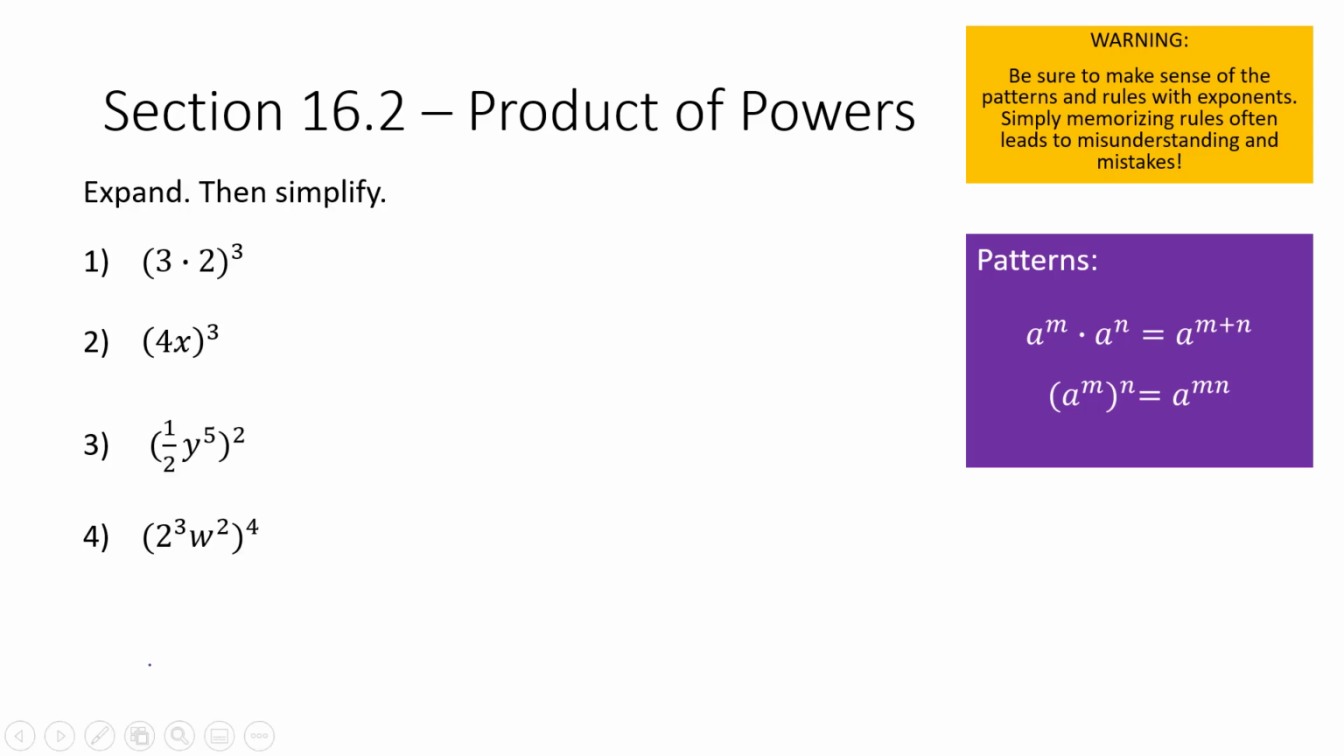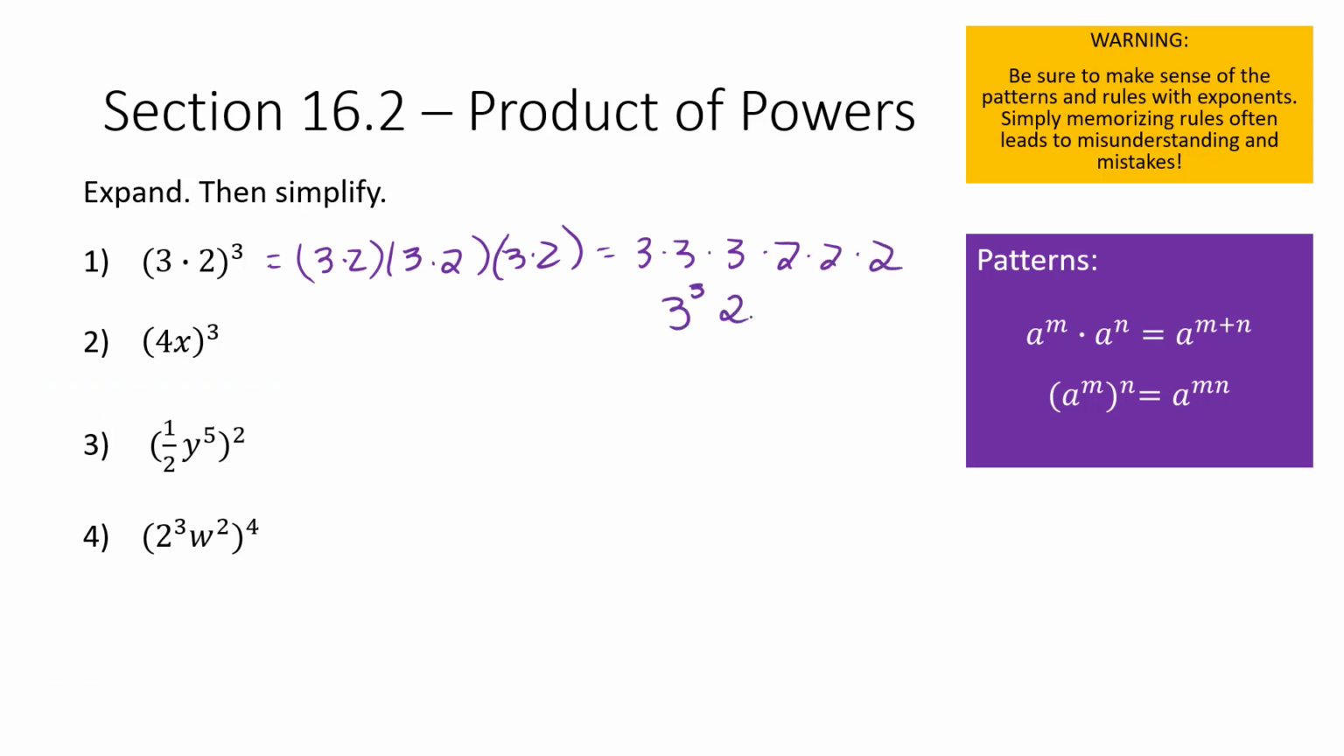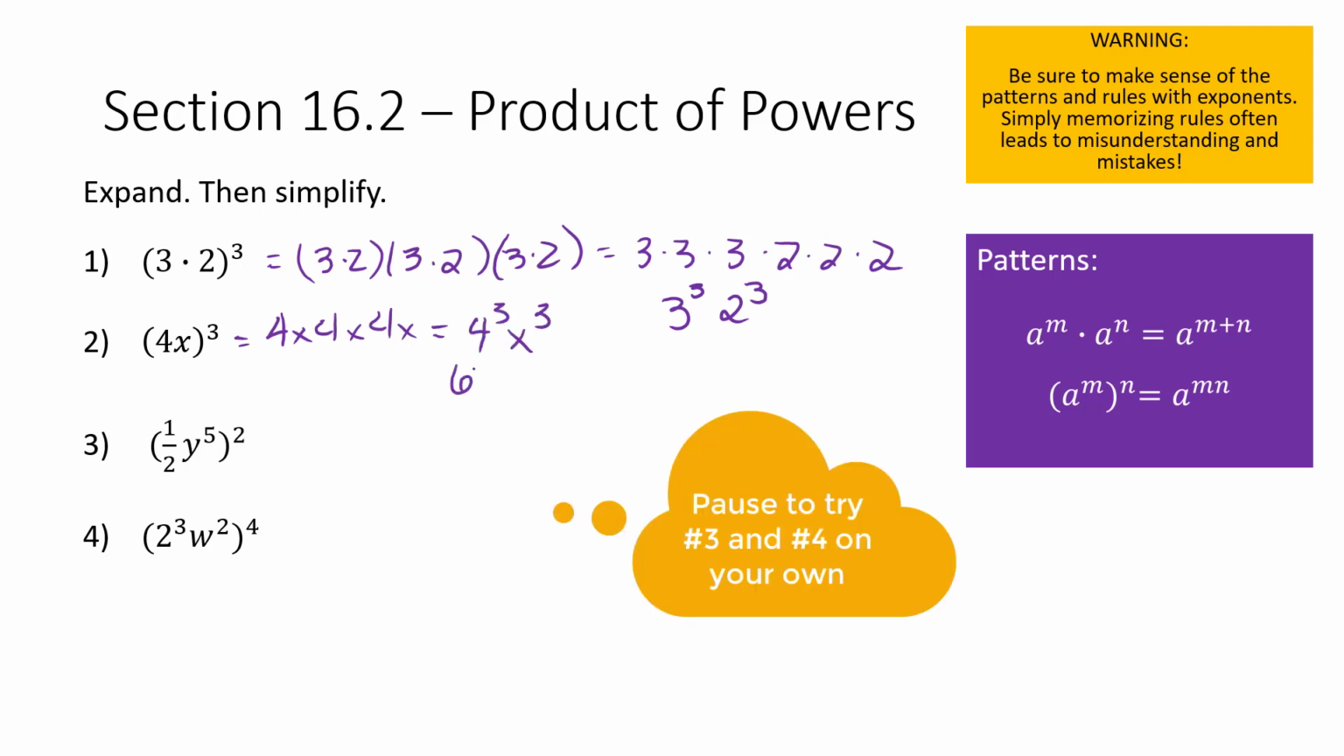A little bit more complicated here, but really just using what we've already talked about. I'm going to write out, all right, so that gives me 3 to the third, 2 to the third. And I could write that as 27 times 8, but for right now I'm just going to leave it like that because we're looking for patterns. I could write 4x times 4x times 4x. And then if I rearrange, that's 4 to the third, x to the third. And yes, you can write that as 64x to the third.